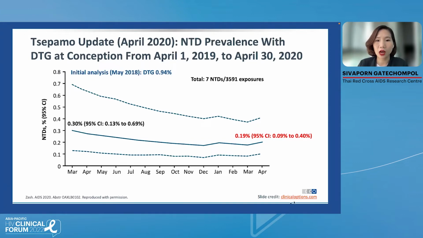So this is updated data from the Tsepamo study on the neural tube defect prevalence among DTG users in Botswana. This data, presented at the AIDS 2020 conference, shows the risk of neural tube defects has declined to approximately 0.2% in 2020, compared to the initial analysis in 2018, when the rate was quite high, about 0.9%. By that time the rate had decreased to 0.3%, and the latest is 0.2%, which is not statistically significantly different from the risk in women who were on other ART regimens at the time of conception.